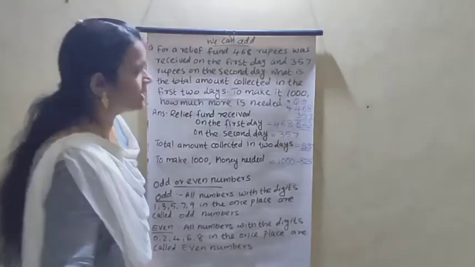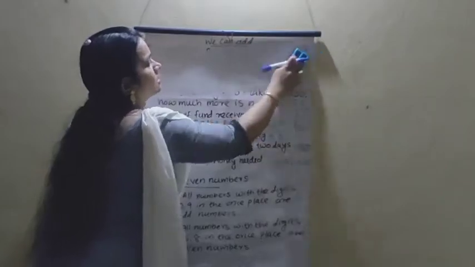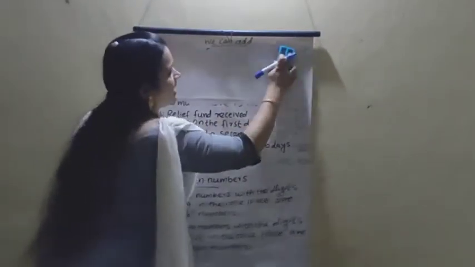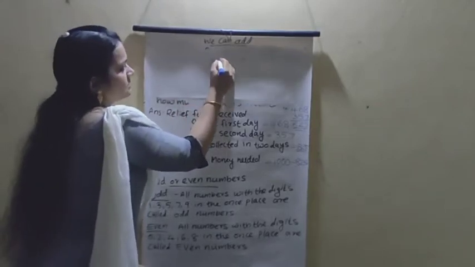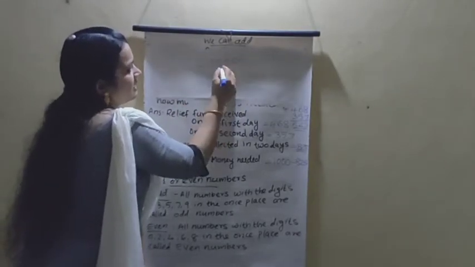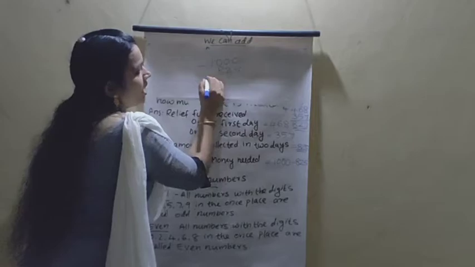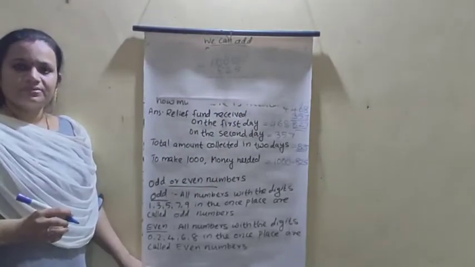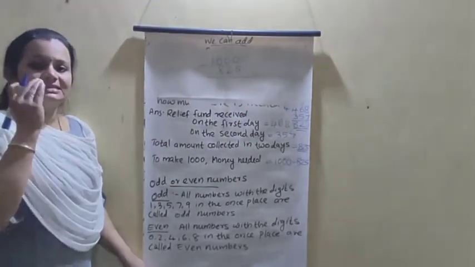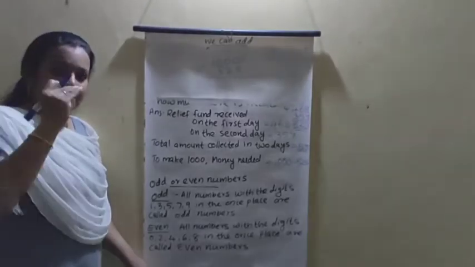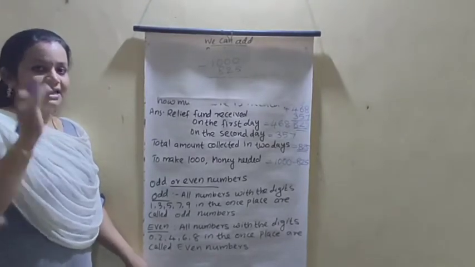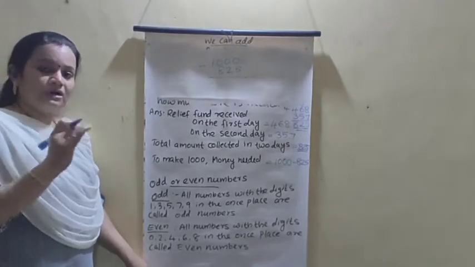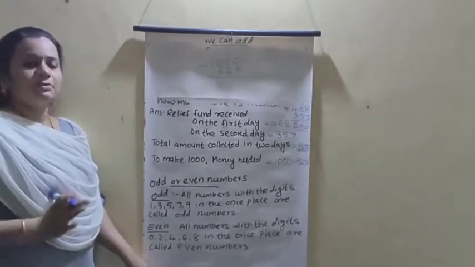How do we write the subtraction? I'm writing the question: 1,000 minus 825. How do we do this? We already know that in subtraction it is the bigger number minus the smaller number. First, keep in your mind that in subtraction you always do the bigger number minus the smaller number.